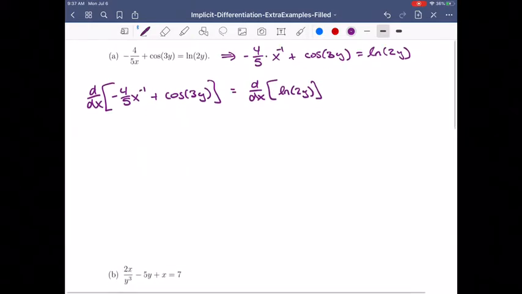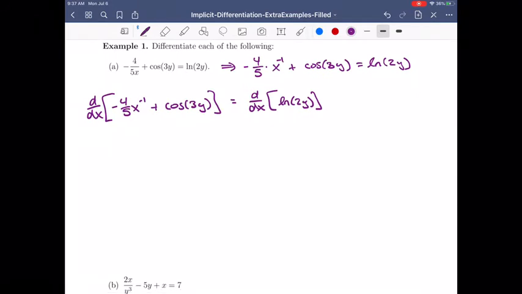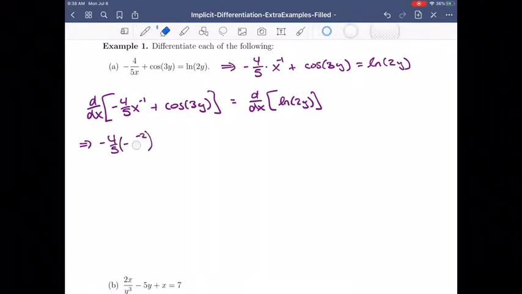Okay, so when I do the derivative, I'm going to do the first term here. This term has only x's, and I'm taking the derivative with respect to x, so this is a normal derivative. So I'm going to have negative 4 over 5 times negative x to the negative 2. So I brought down the power, the negative 1, and then I subtracted it by 1.